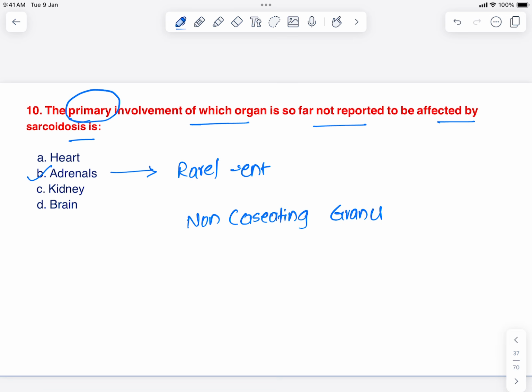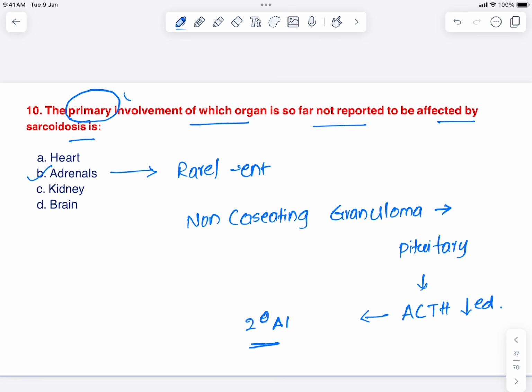But this non-caseating granuloma accumulates in the pituitary, thereby causing pituitary insufficiency. And what will happen to the ACTH levels? ACTH levels will be reduced, and once the ACTH levels are reduced, that will cause secondary adrenocortical insufficiency but not primary adrenocortical insufficiency.